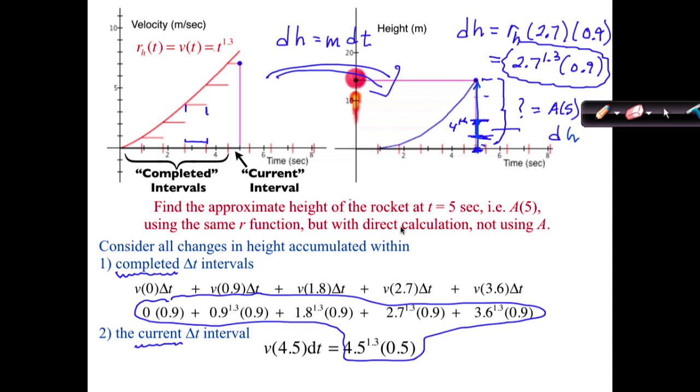And what's the underlying principle here to get this accumulation of height? Constant rate of change. Each one of these calculations is m dt. m dt, right? Constant rate of change for that duration gives a little bit of change. And then we're going to add up all the changes to get the total change.